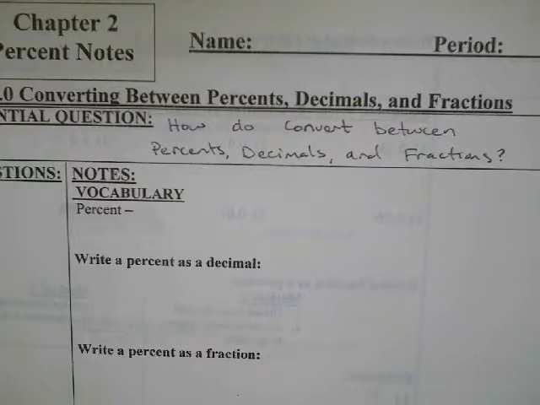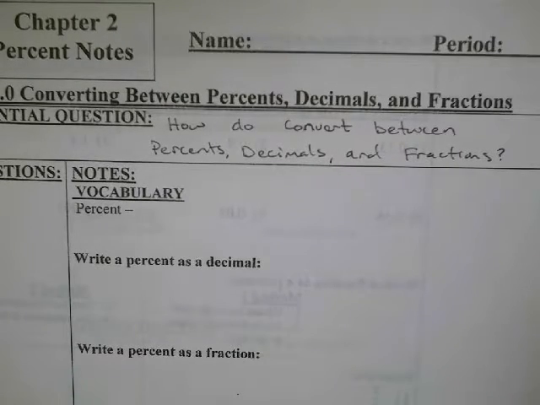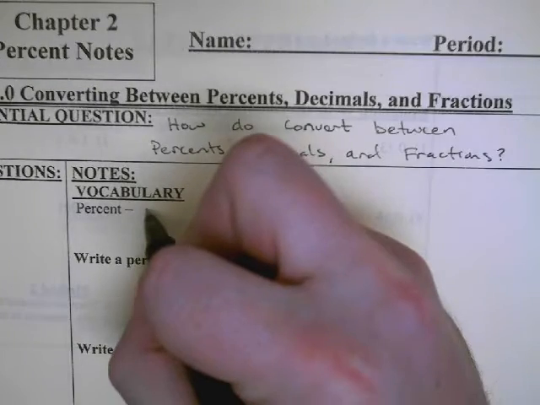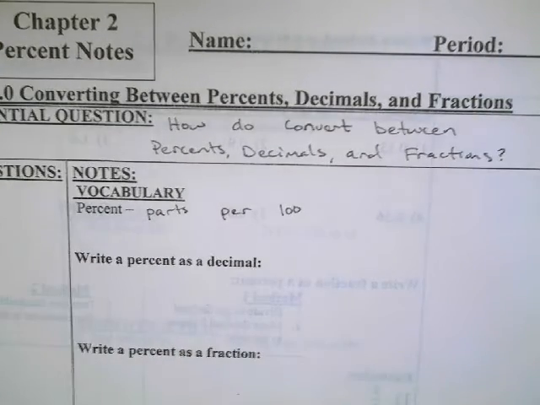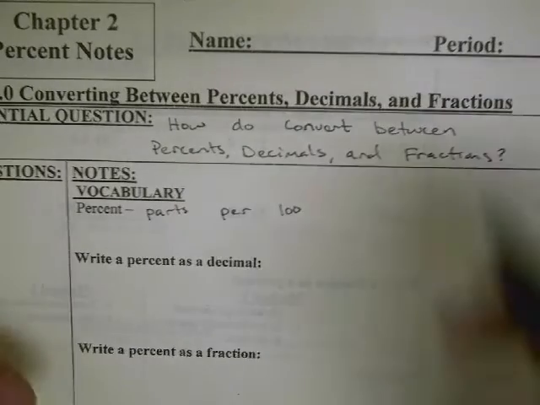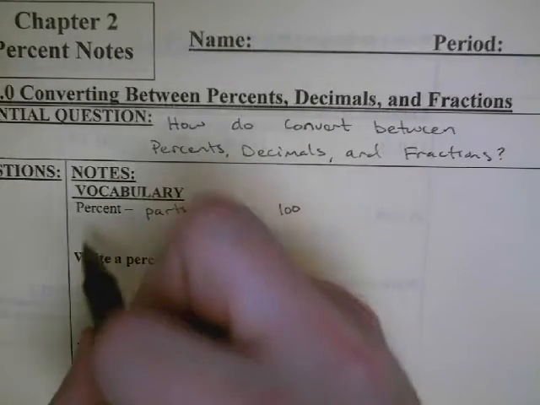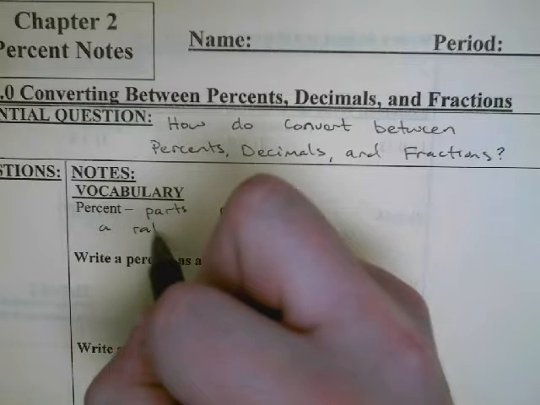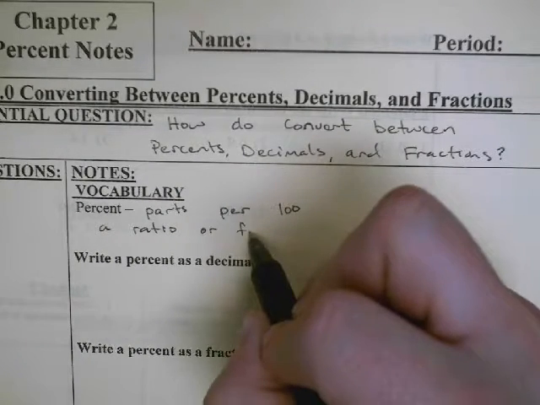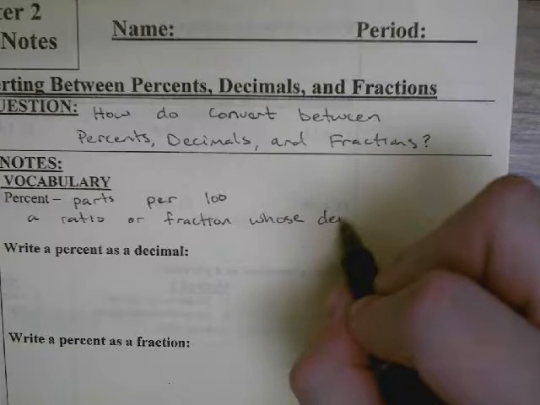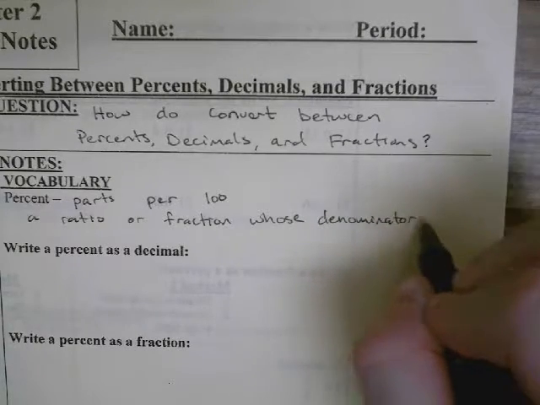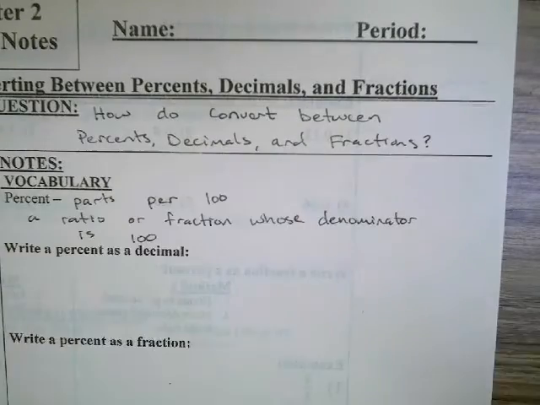So what we'll need to look at is the definition of a percent. And a percent simply means parts per hundred. So it's kind of like a ratio or a fraction whose denominator is 100.